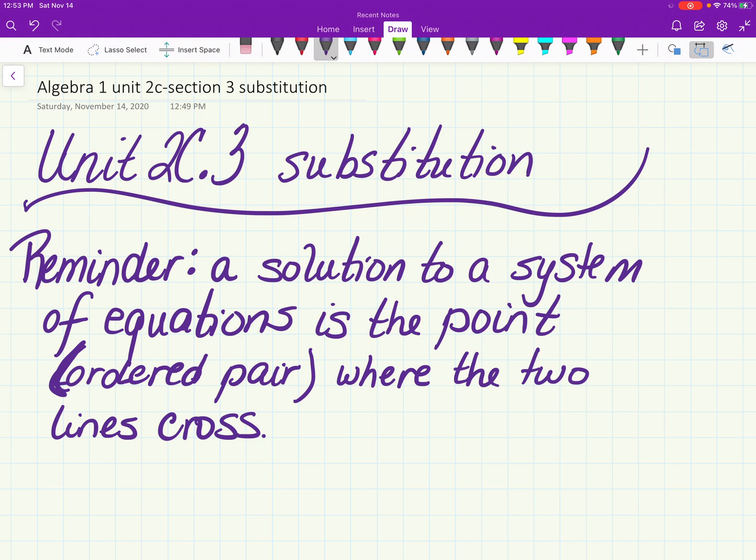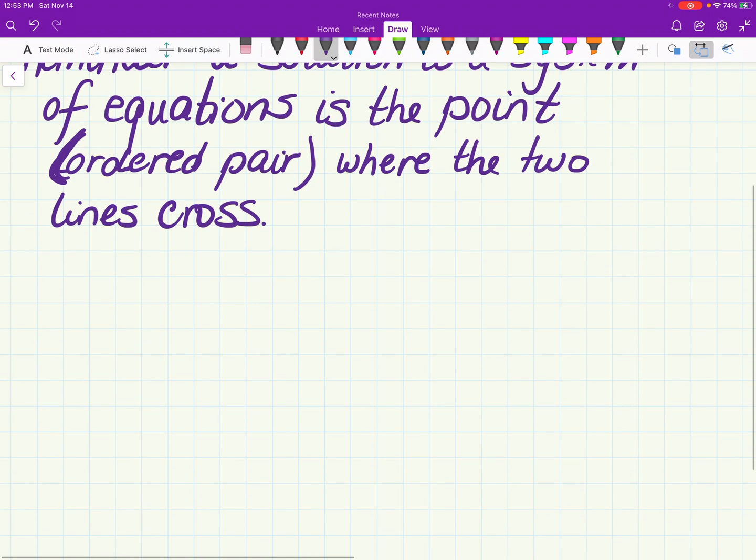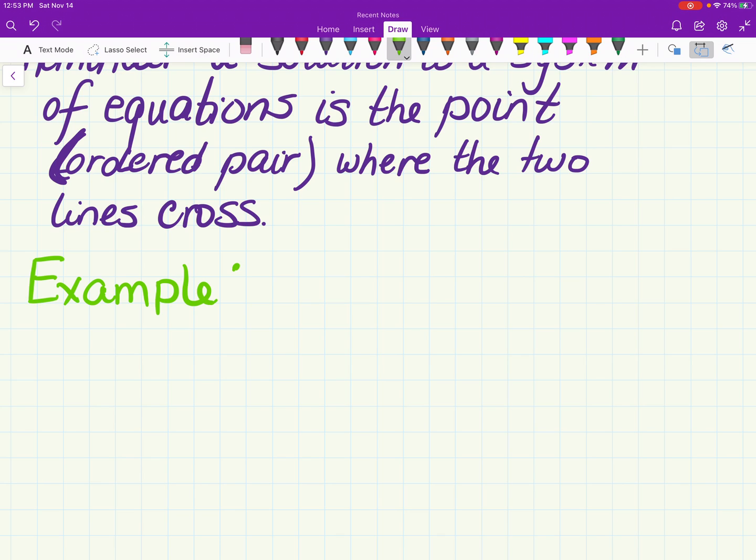So let's look at an example. I have y equals 2x plus 1. And then I have 3x plus y equals negative 9. Okay? It's a good idea to use substitution if one equation is already solved for x or for y, or it's easy to solve for x or y. So in this case, we already have it solved for y.